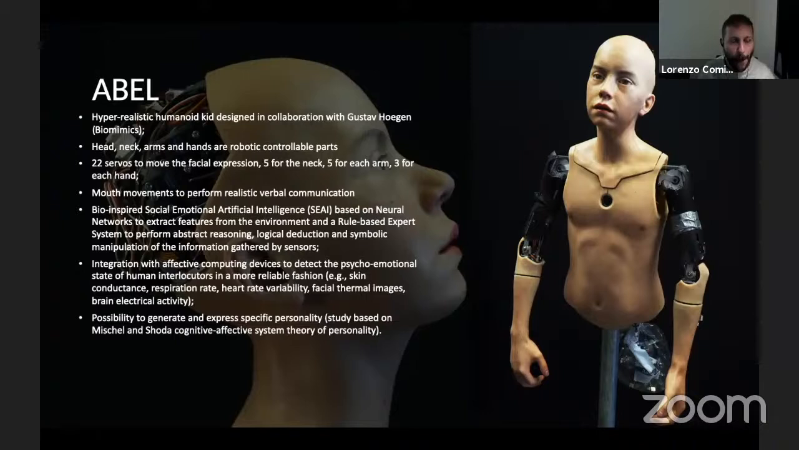And the other big novelty is the fact that Abel will be integrated in a network of affective computing devices, unobtrusive devices. So you can imagine bracelets or t-shirts, sensorized textures and textiles, and also an EEG element. And all these devices would be connected to the social perception of the robot. So the estimation of the psycho-emotional states of the interlocutor of Abel will be more reliable and monitored in real time by the robot.